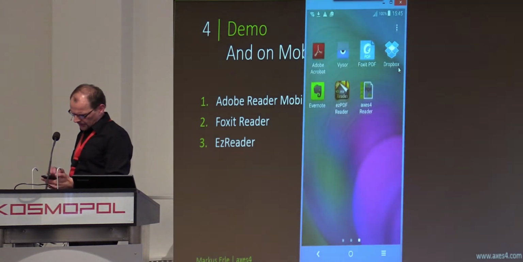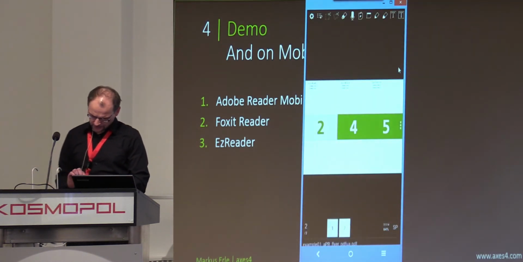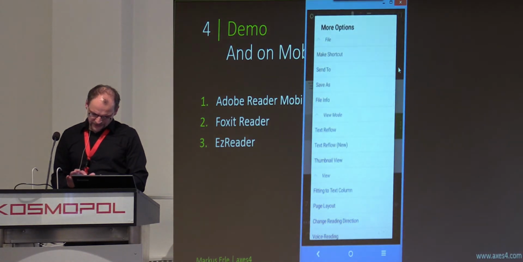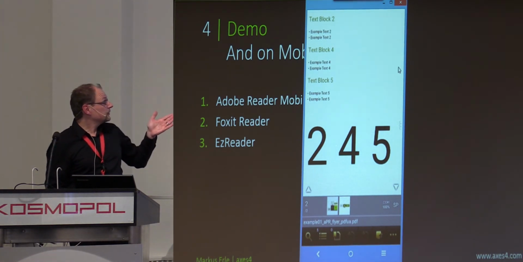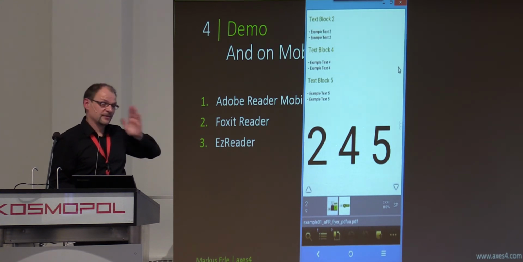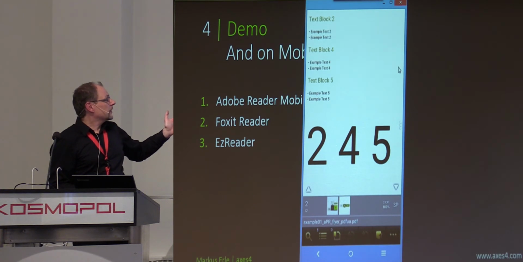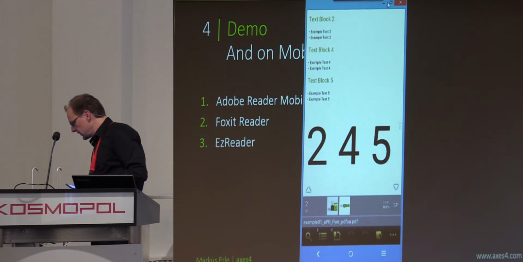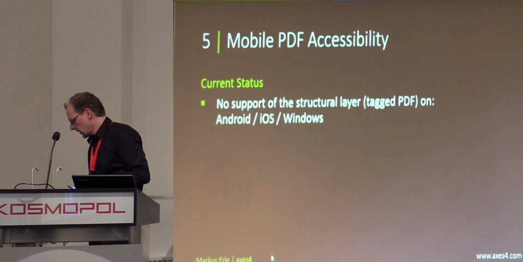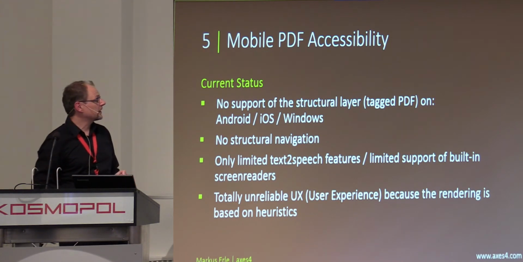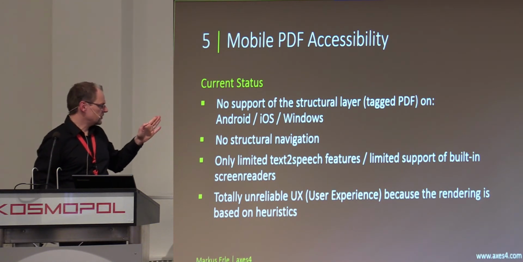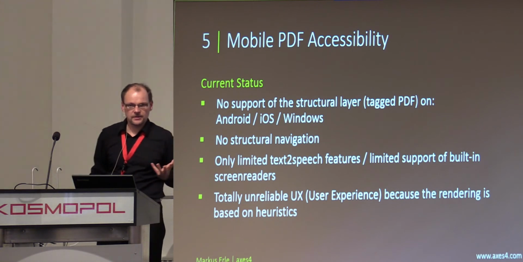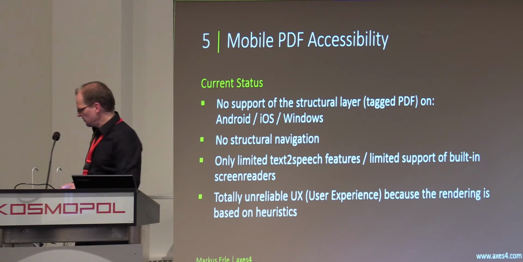And the last example I have here is the EZ Reader. There's also a reflow mode. There are two separate reflow modes, and we see here in the reflow mode it has a totally wrong order, not based on tags. So my summary is, if you compare all the available PDF readers on mobiles, there is no support of a structural layer, there is no structural navigation, only limited text-to-speech features, and a totally unreliable user experience, because the reflow and the rendering is not based on PDF text.